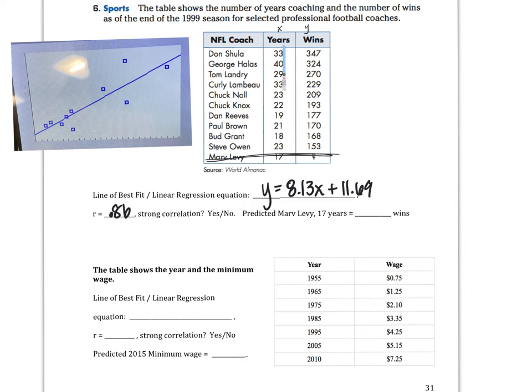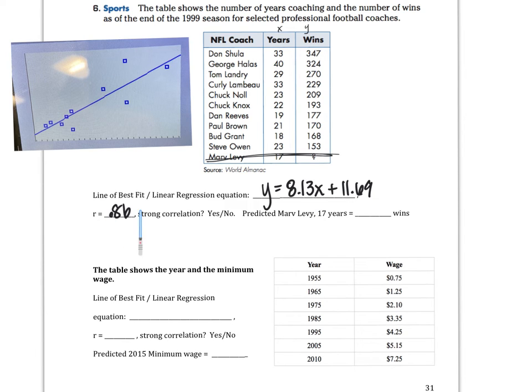The more years you coach, typically, the more wins you have. Or conversely, say it backwards. The less years you coach, typically the less wins you have. Does that make sense? When you coach for more years, typically you have more time to get those wins. But if you're a really bad coach, it doesn't matter how much time you have. You might lose all the time.